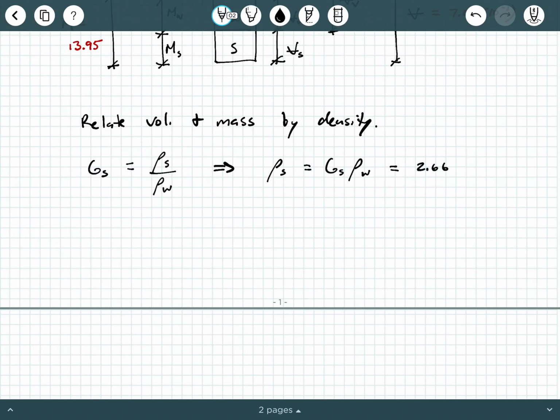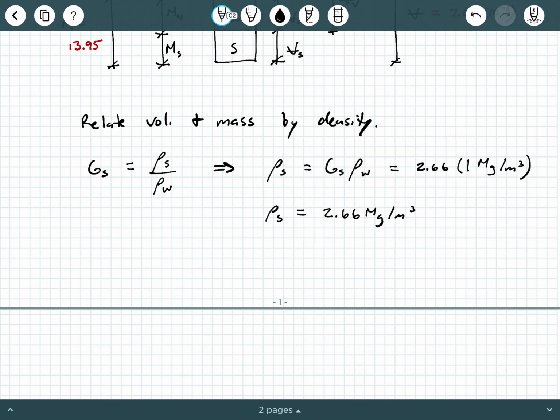So the density of water is going to be 1 megagram per meter cubed, or 1,000 kilograms per meter cubed. But we're going to use 1 megagram per meter cubed just so we have fewer zeros in there, okay? So this is going to give us a density of soil solids of 2.66 megagrams per meter cubed, okay?